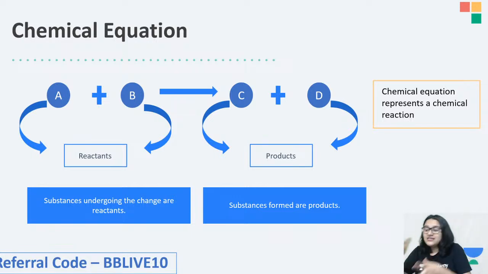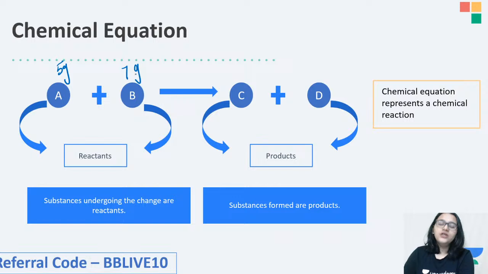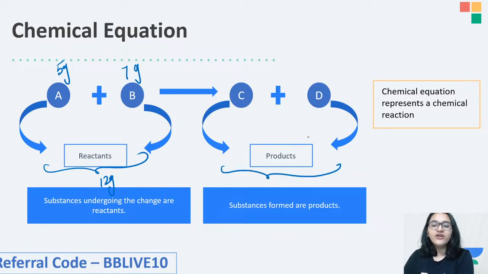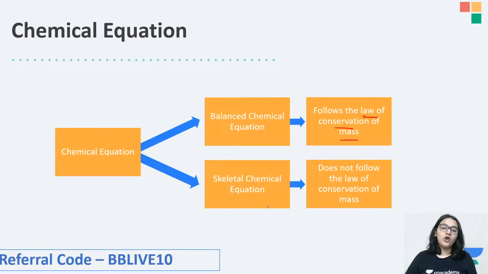For example, if I have used 5 grams of A and, let's say, 7 grams of B, in total I have used 12 grams. Even after the reaction has taken place, the cumulative weight of the product is 12 grams. So I have not lost any product, I have not created any product. No mass is lost in the reaction. That is the law of conservation of mass. So a balanced chemical equation follows the law of conservation of mass, but a skeletal chemical equation does not do so.